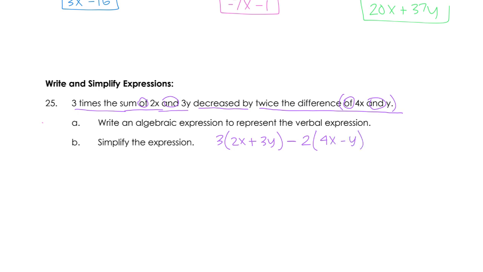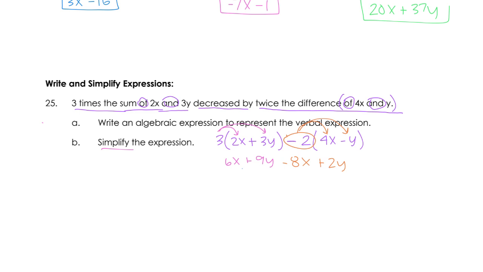Now that we have part A done, we actually have to simplify the expression. So we're going to take 3 times 2x and make that 6x. 3 times 3y would be plus 9y. And then we have negative 2 being distributed. Don't forget, you have to pay attention to the sign in front of the number in front of the parentheses. So negative 2 times 4x would be minus 8x. And then negative 2 times negative y. 2 negatives make a positive. 2 times y would be 2y.